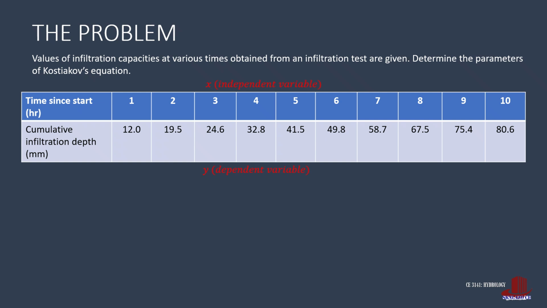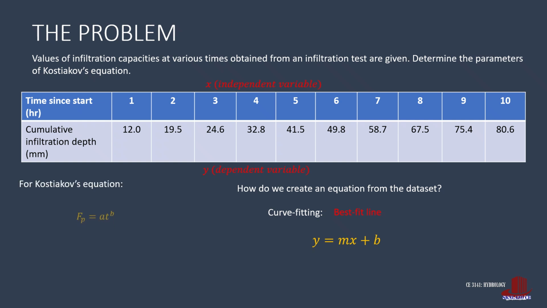However, we cannot readily use these inputs in taking the best fit line, as we are to configure the function based on Kostiakov's equation, which is f sub p equated to a times t raised to b. So the first thing to do is to jive the two equations and make them similar.